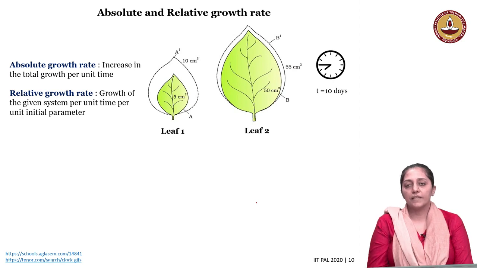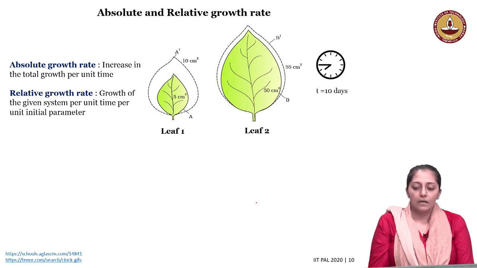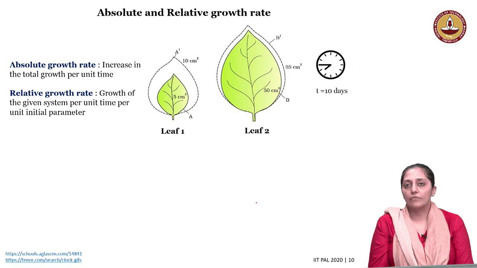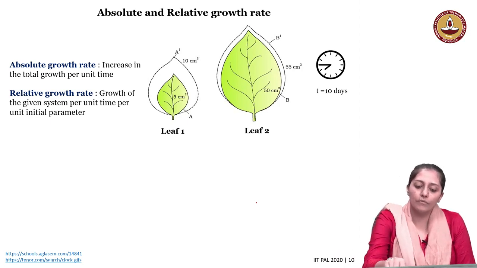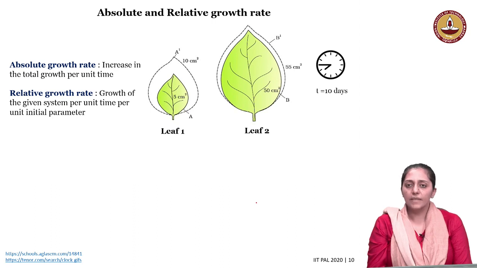Like for example, to understand it better, let us take this problem. There are two leaves as shown here, leaf 1 and leaf 2. Leaf 1 being smaller, initial size is 5 centimeter square. After 10 days, this small leaf reaches a size of 10 centimeter square, shown here in the form of dotted picture. Similarly, leaf 2 also, in 10 days, initial size which is much bigger, which is 50 centimeter square. In 10 days, it increases to a size of 55 centimeter squares.